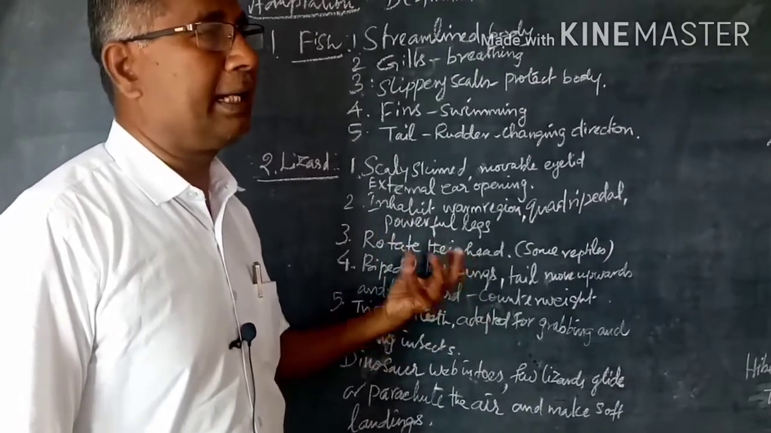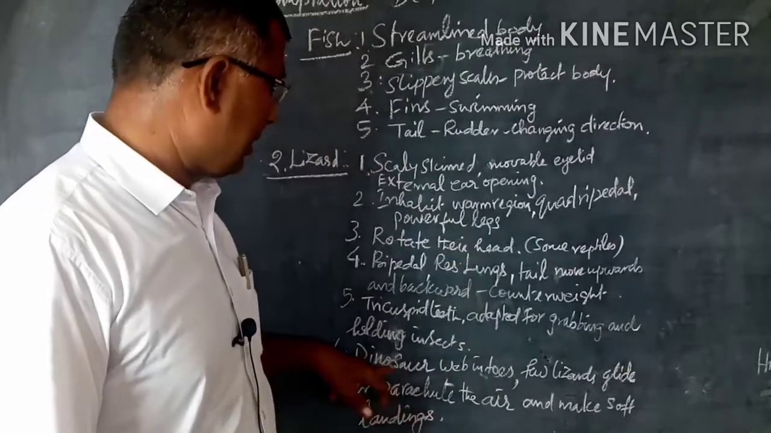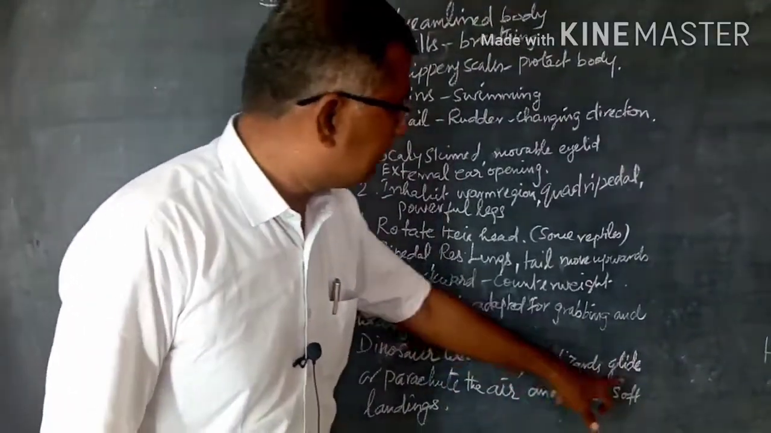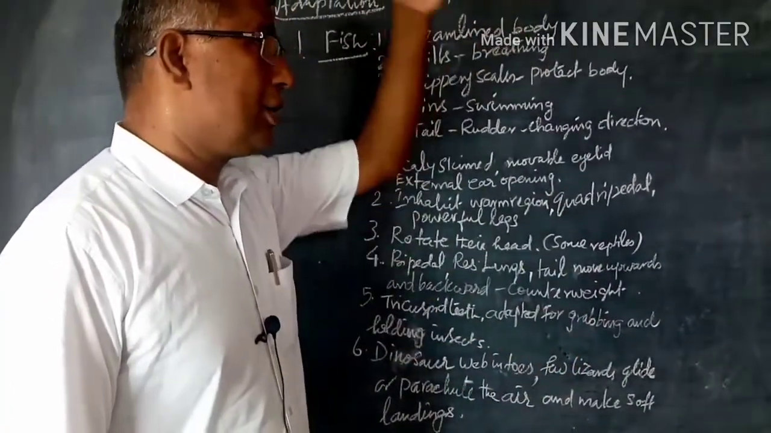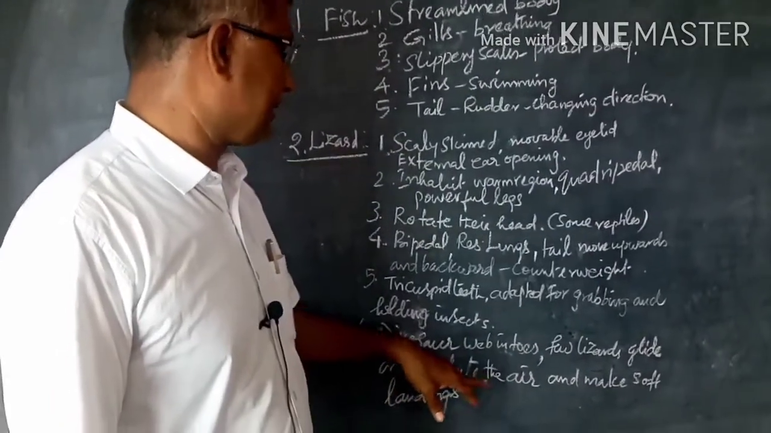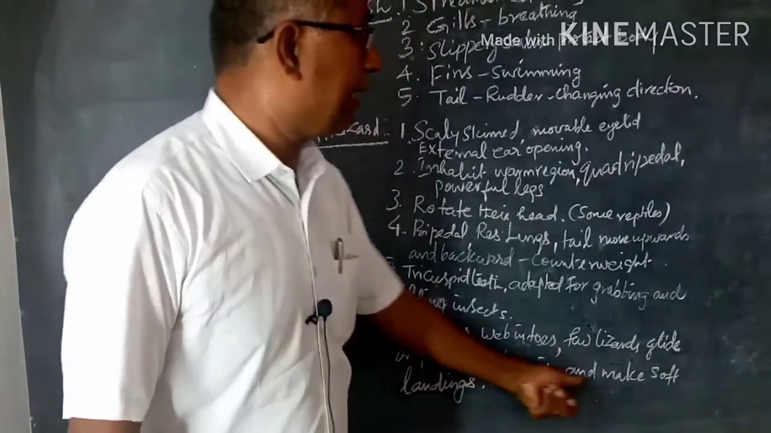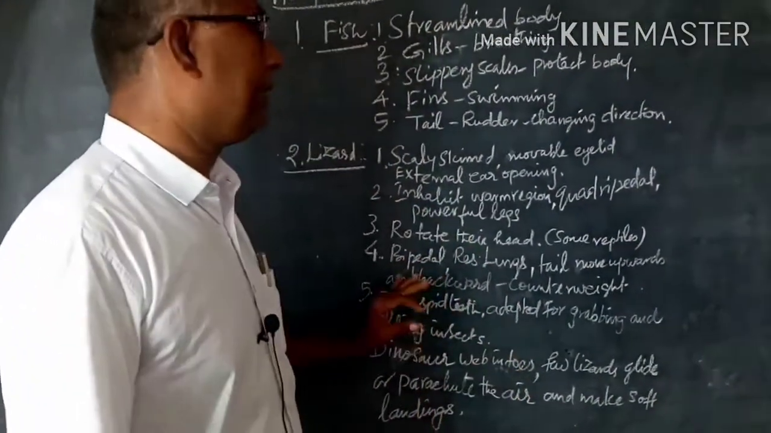Webbed toes. Web is a character of amphibia, like the frog. But some lizards also have webbed feet. A few lizards glide or parachute through the air and make slow and soft landings. Having wing-like structures, that is called parachuting in the air and making a soft landing.